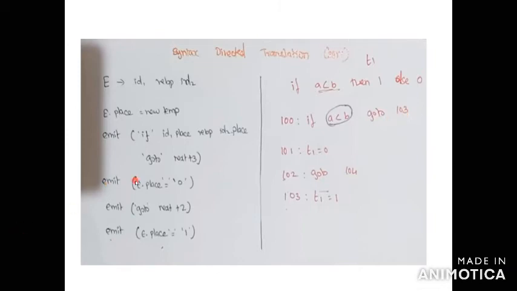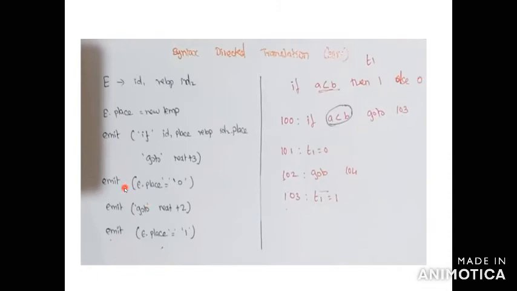Okay, what is the second syntax? Emit E.place equal to 0. Here we are using temporary variables for two outcomes, one for true and one for false. For the given expression, if A less than B then 1, yes, otherwise 0. So 1 is true and 0 is false. Here 1 is T1 equal to 1 and 0 is T1 equal to 0. You have to write it.